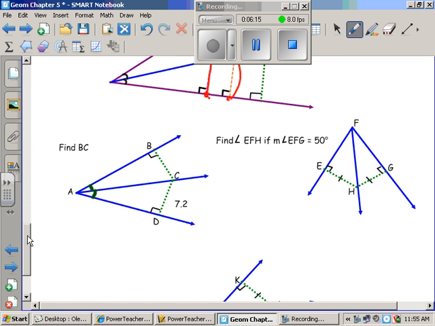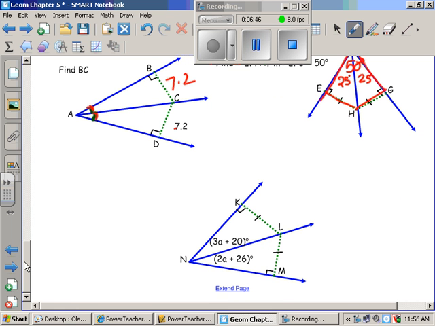We can say, okay, we know AC is an angle bisector because these two angles are equal. So if this is 7.2, then this is 7.2. Okay? We know that EFG is 50. The whole thing is 50 degrees. We know this is an angle bisector because this distance is the same as that distance, so each angle would have to be 25.